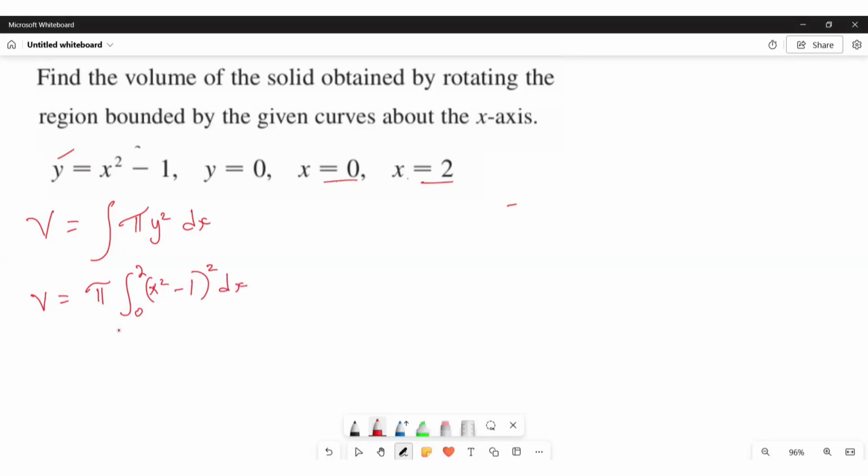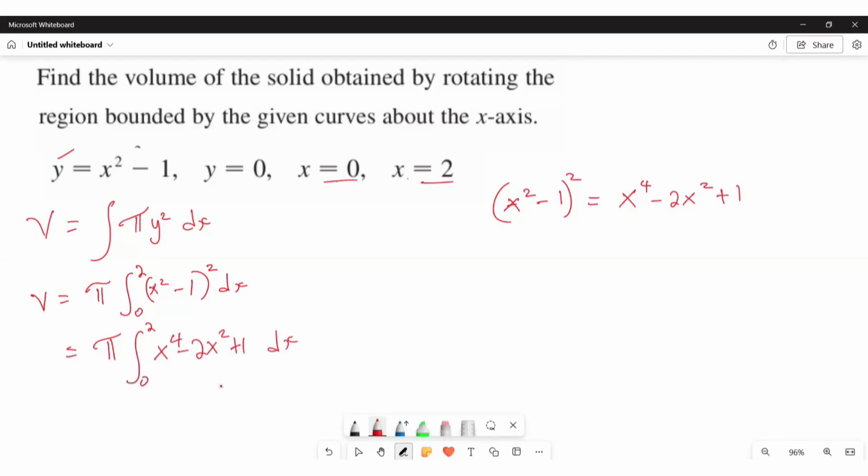So we're going to do this, but in order to do this, we need to square, right? We can quickly square our y. So if I have x squared minus 1, I'm going to get x to the fourth minus 2x squared plus 1. That's the square. So what it really means is that the volume is going to equal pi, taking the integral from 0 to 2 of x to the fourth minus 2x squared plus 1 dx. That's what we're actually doing.